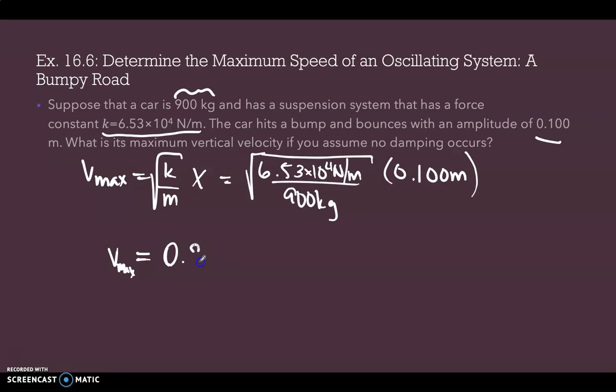And we get that our maximum velocity is going to be 0.852, and this should be in meters per second.